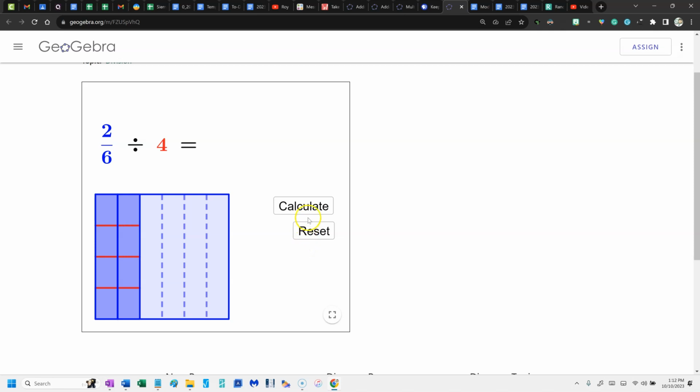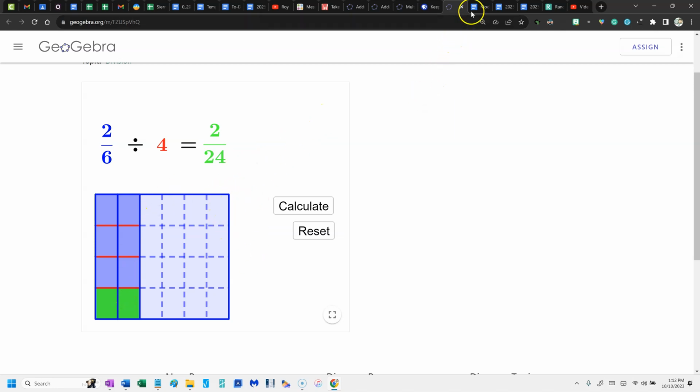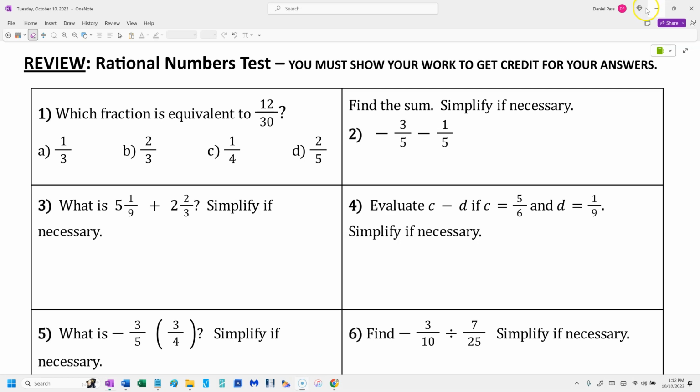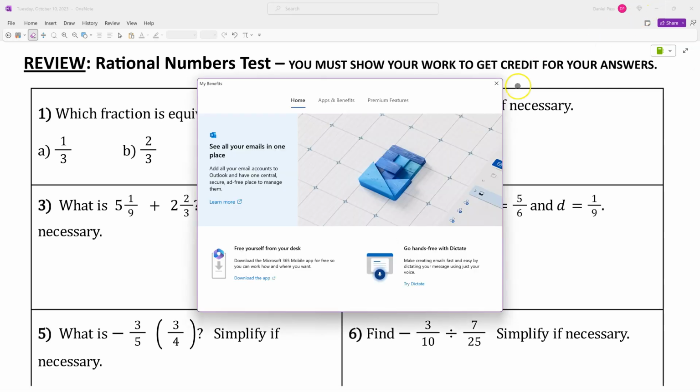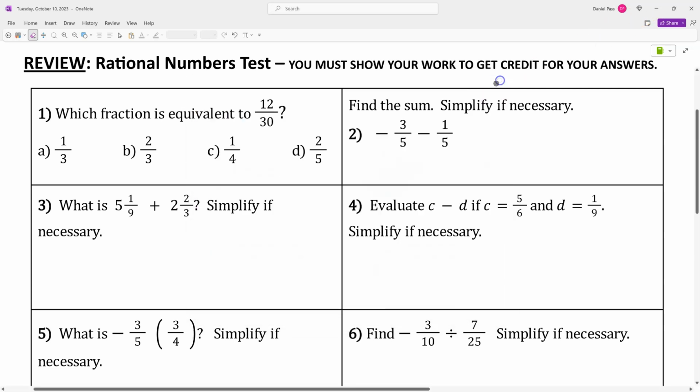Now we know dividing fractions. You can think about some of these examples. That's not the only GeoGebra. There's other GeoGebras that show you how it works, right? All right, we ready, everybody? You're supposed to say yeah, we're ready.